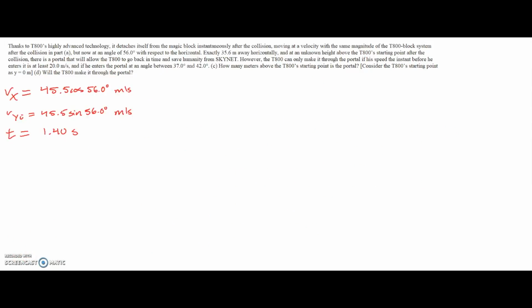Alright guys, so now let's solve part D, the last part of this problem. And on the left here I have some of the values we're going to need for part D. In order to figure out exactly what the speed is, the final velocity of T800 when he hits the portal, we're going to need to find the final velocities in both components. Because in the x direction there is no acceleration, the final velocity x is going to equal the initial, so this stays the same all throughout.